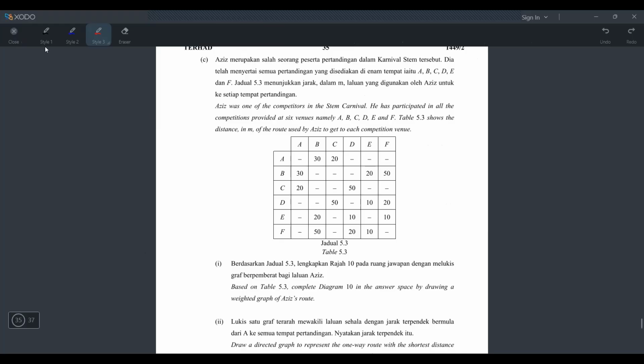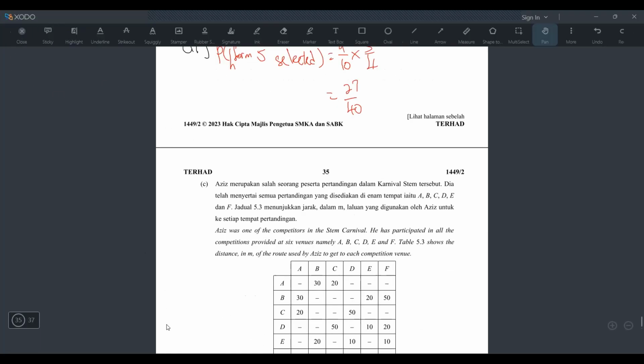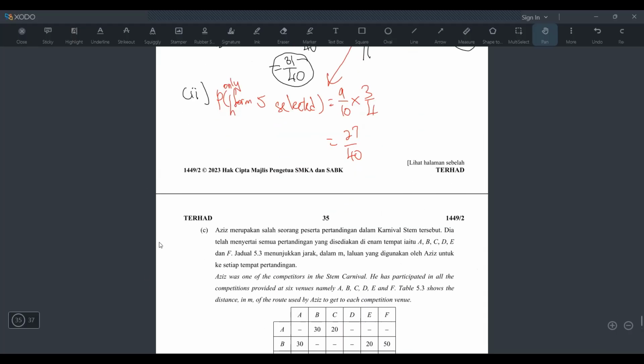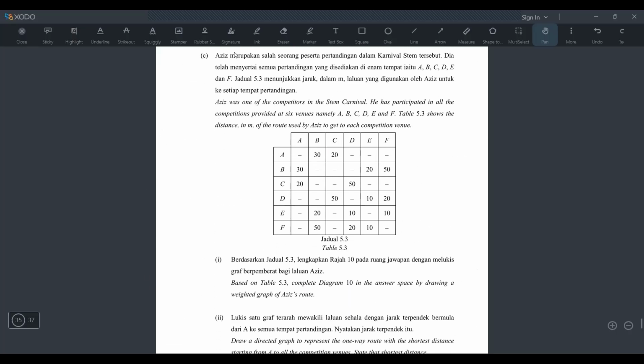Okay, let's continue. C. So Aziz was one of the competitors in the STEM carnival. Remember, in section C, they always mix the chapters. So just now was probability, and before that was measures of dispersion, and now it is network in graph theory.